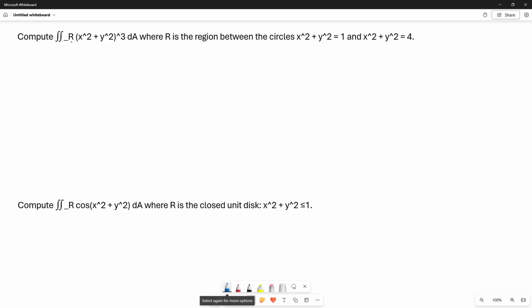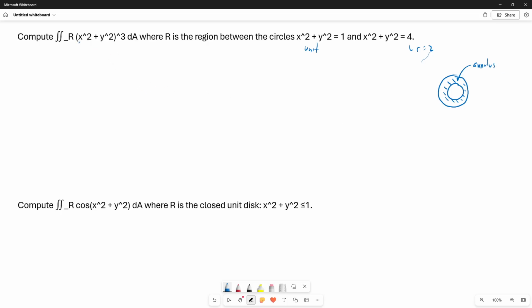Compute the double integral over the region R of (x² + y²)³ dA, where dA is the area element of the region R, and the region is the annulus between the circles x² + y² = 1, that's the unit circle, and x² + y² = 4, that's got a radius of 2. So we're integrating over the region between two circles. That's called a washer or an annulus.